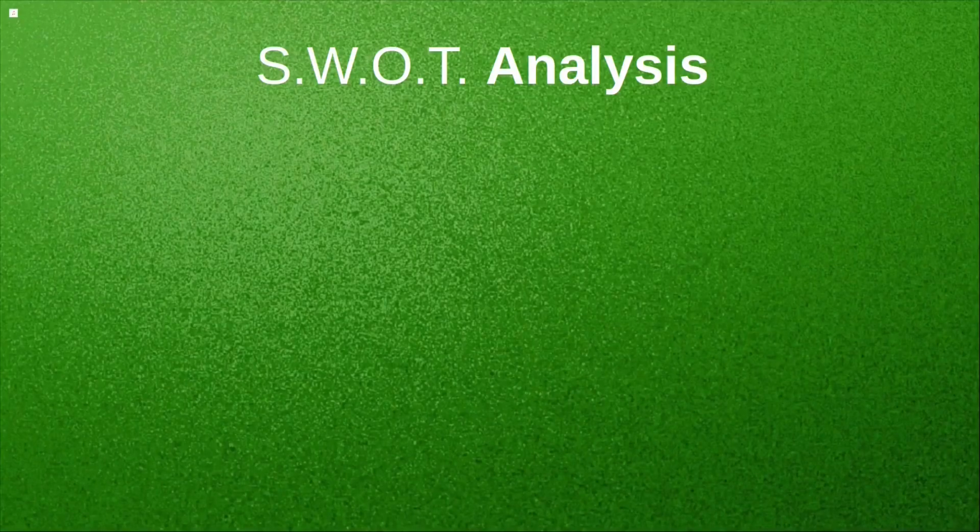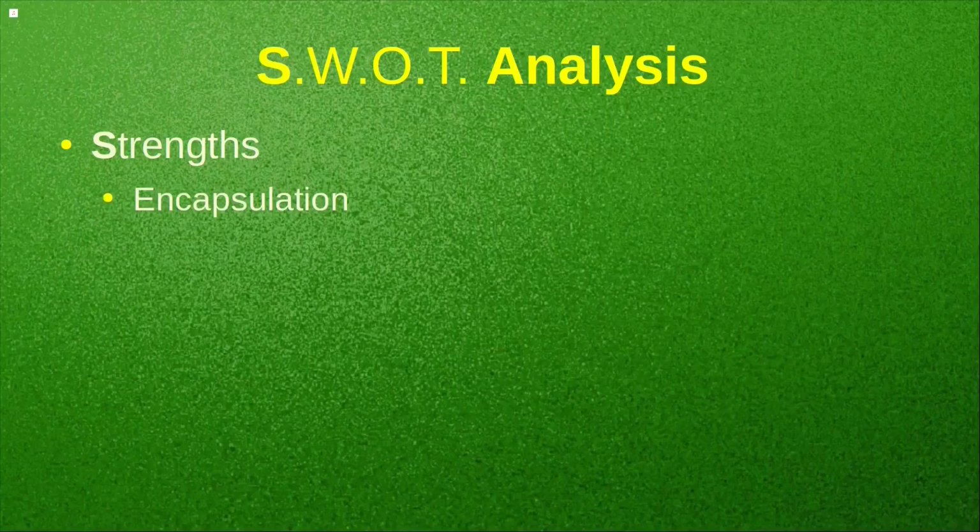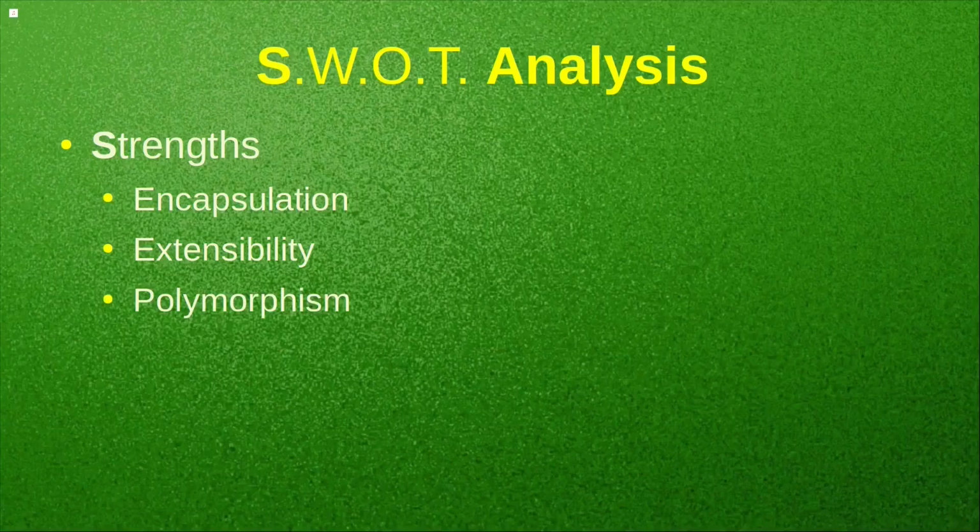SWOT analysis of the factory method design pattern for C++. S, strengths. Encapsulation. Hides object creation logic, reducing dependency on concrete classes in C++. Extensibility. Adding new object types requires extending the factory without modifying client code. Polymorphism. C++ supports efficient use of polymorphism to create objects dynamically.